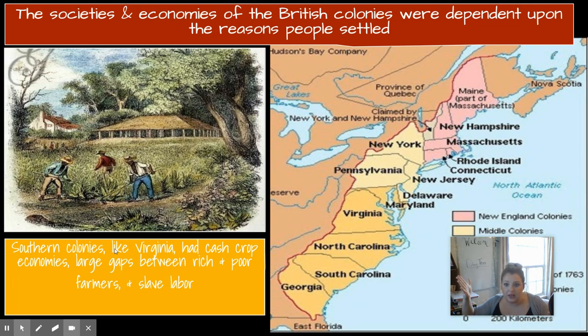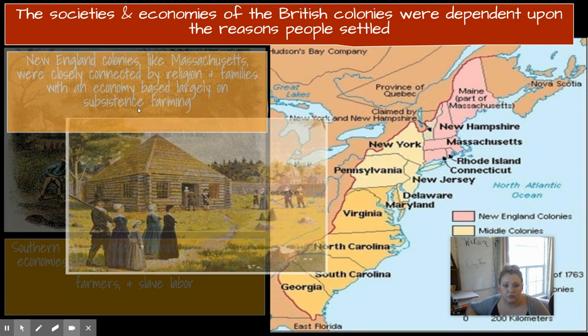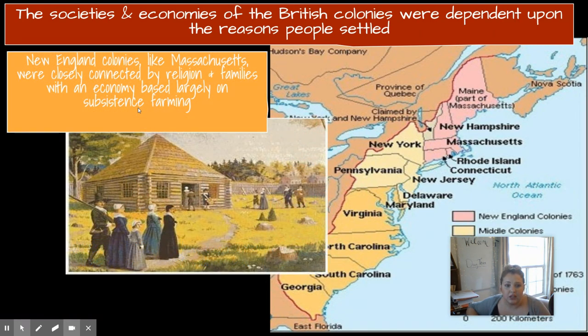You're either wealthy or you're not. There's not as much independent middle class wealth in that particular culture. Then the New England colonies, like Massachusetts, they are going to be closely connected by religion, families, with an economy based largely on subsistence farming. So they are farming, but they're farming to survive. That's what subsistence farming means.